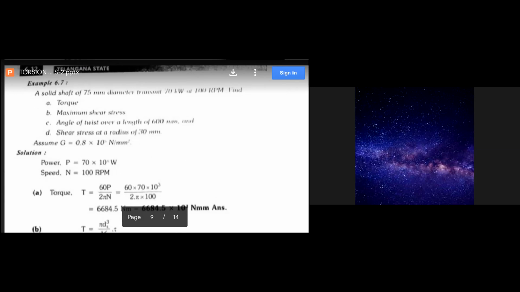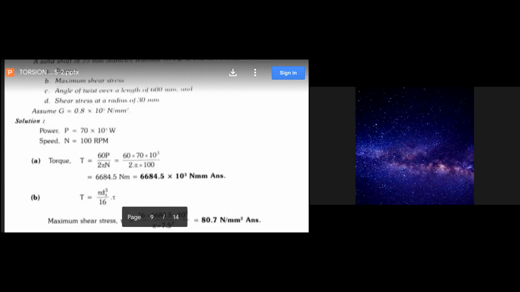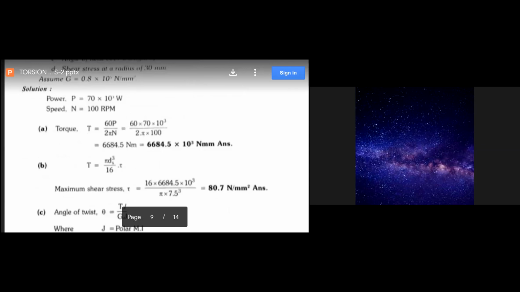So first write down the given data. Power P is equal to 70 kilowatts, that is 70 into 1000 watts, and speed N is 100 rpm. What is the first bit? Torque. We know that power P is equal to 2 pi N T by 60. From that, torque T is equal to 60 into P by 2 pi N. So that is 60 into 70 into 1000 by 2 pi into 100. So we will get torque value as 6684.5 into 10 cube Newton mm.